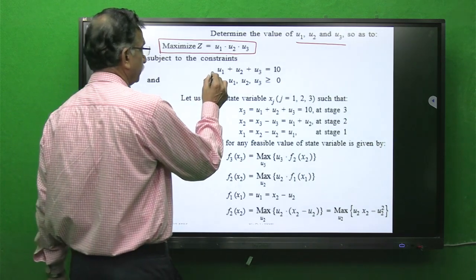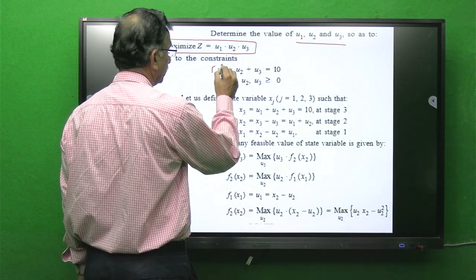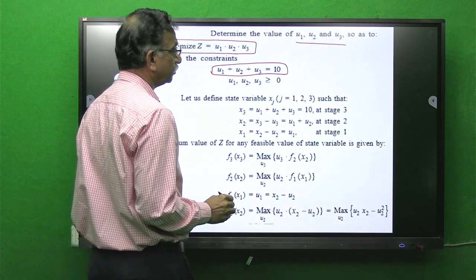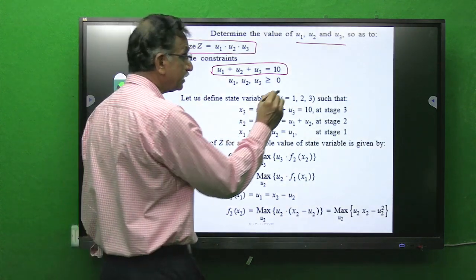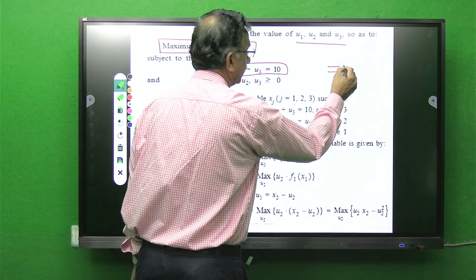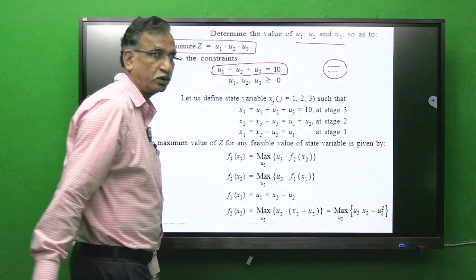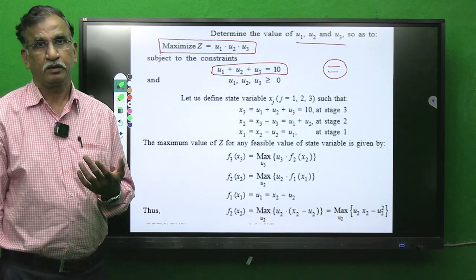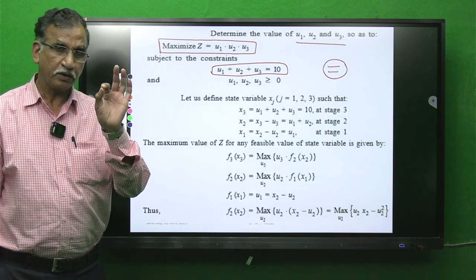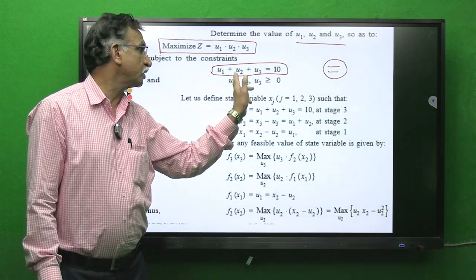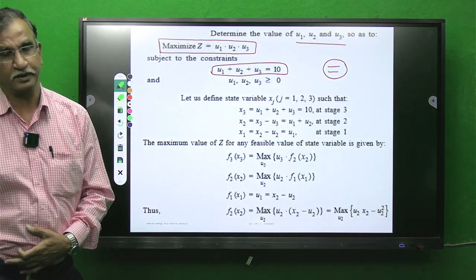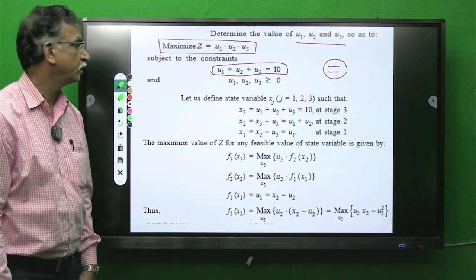Now the constraints are given. This is very important. The sum of u1, u2, u3 is equal to 10. It is equal to. It is not given as less than, and it is not given in the form of greater than. Whatever values we obtain must satisfy the condition that u1 plus u2 plus u3 is equal to 10. Got it? This is very important.